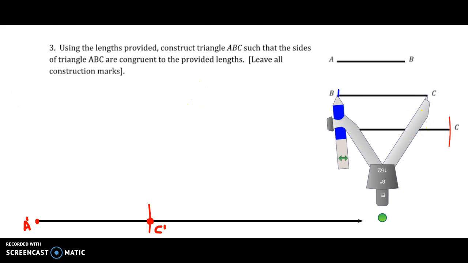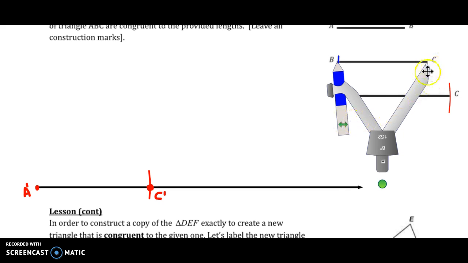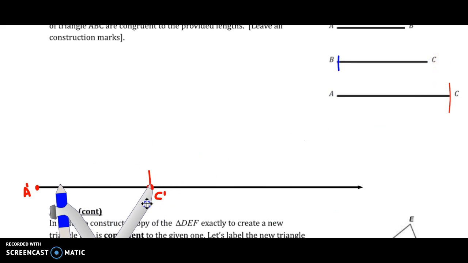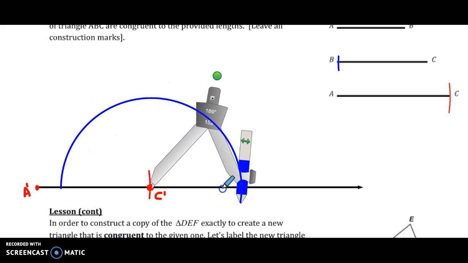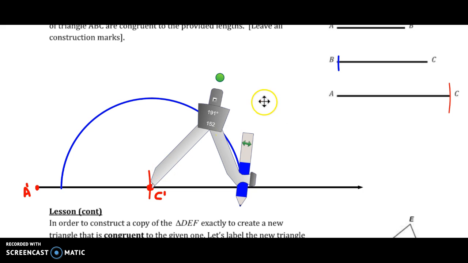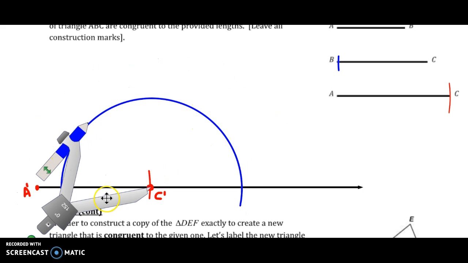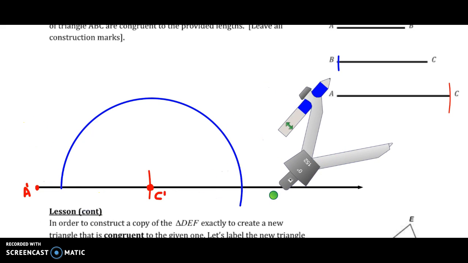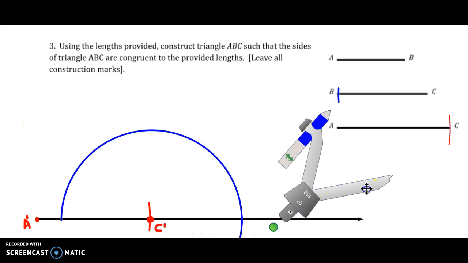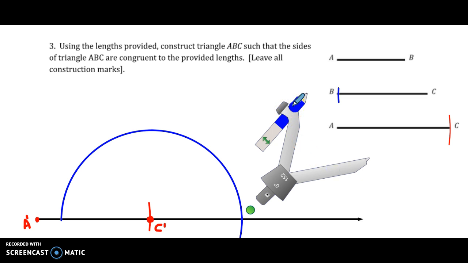So I'm going to put my endpoint on C prime, because that is the endpoint of the segment that I'm copying that I happen to have. And I'll make a nice arc. You can make the full circle if you really prefer. So anywhere along this circle or semicircle or arc, part of a circle arc that I've made, is the length of BC.